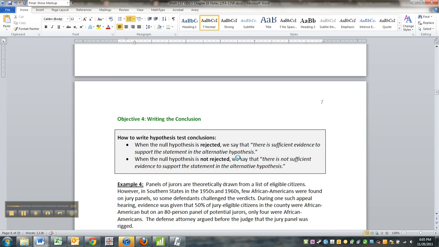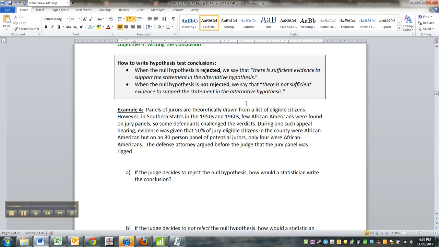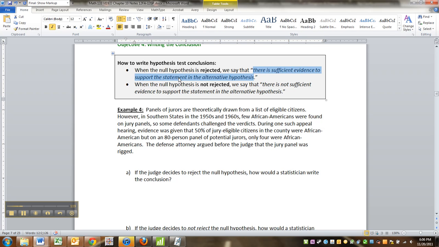All right, let's go down here to writing the conclusion. Now, the conclusion gets written 2 ways. When the null hypothesis is rejected, when you reject H naught, you get to say there is sufficient evidence to support the statement in the alternative hypothesis. You can kind of put it in extra quotes because you're going to write out what it is. And same down here. You're going to write what the alternative hypothesis is in English. So it's not like you're going to say that phrase. You're just going to paraphrase it.